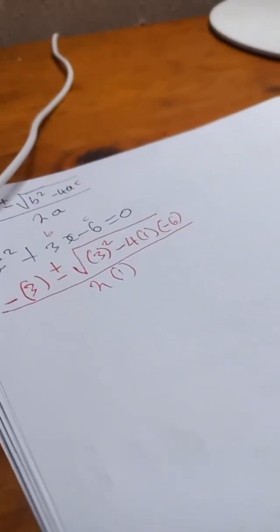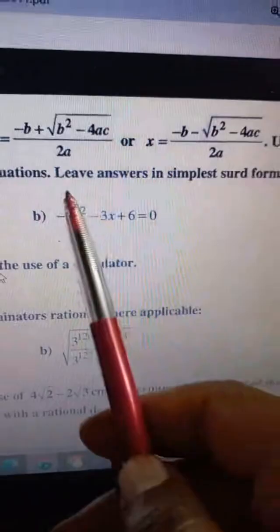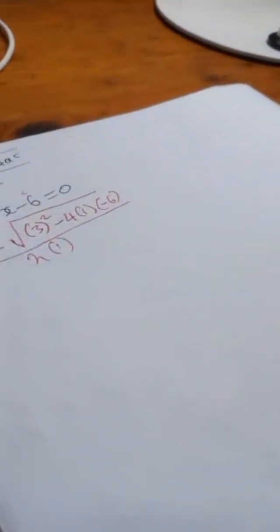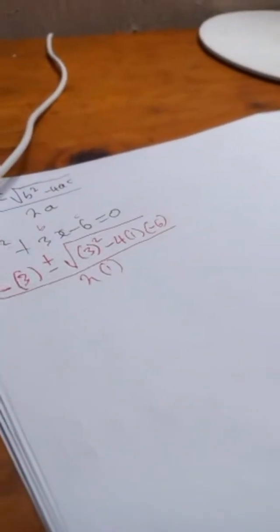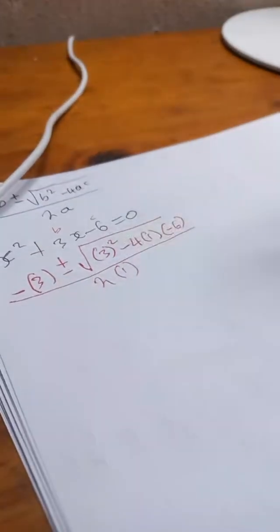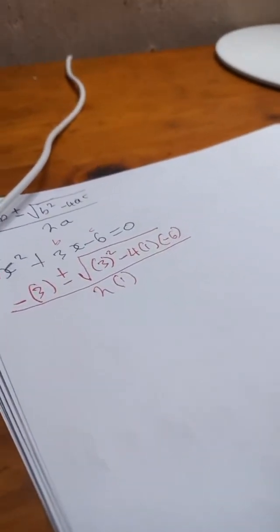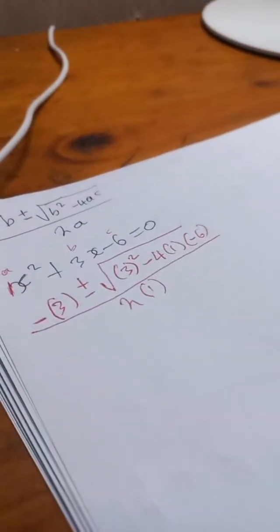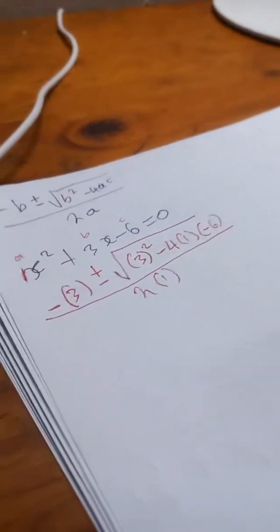Wesley, maybe I did not read the question to you. Read here. Leave answers in simplest surd form. We don't want the answer in decimals. Because when you just punch all of it in the calculator, you're done. We want you to sit down and calculate. And these examiners, they want us to suffer. They want us to work.